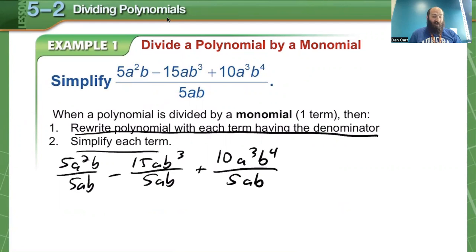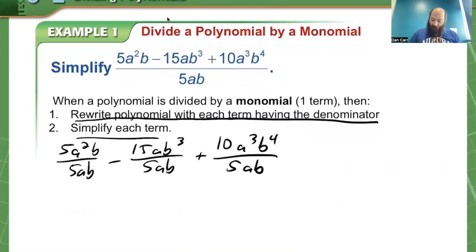Now simplify each term. Now we get to apply the properties we talked about in the previous lesson. For my first term, I got 5 divided by 5, so that's just going to go to a 1. So those will go away. I have a to the second divided by a, so I can do that as a to the 2 minus 1. And then I got b over b, so those will actually just cancel each other out. So my first term will just simplify to a to the first power.